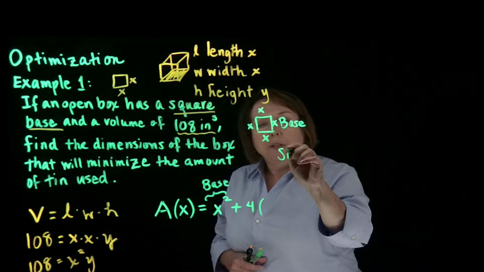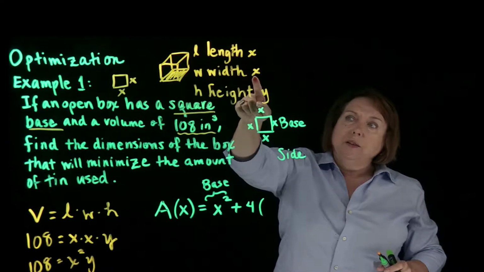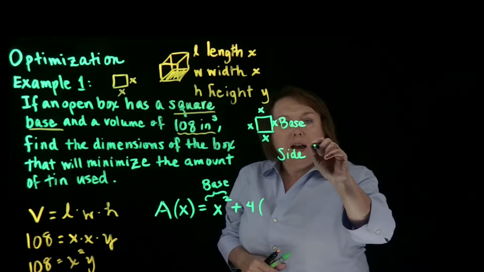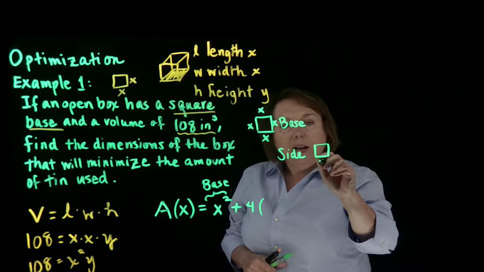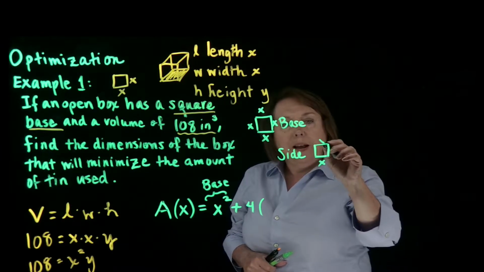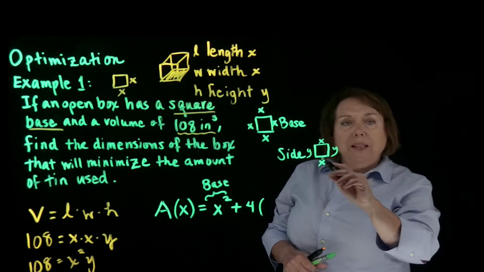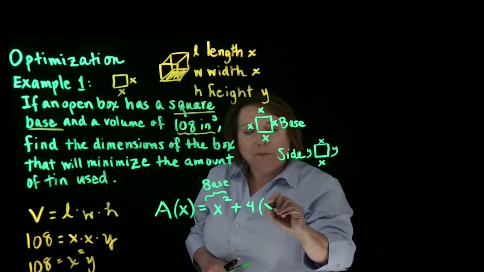So let's talk about the sides. We had said that our length is x, our width is x, but our height is y. So you can think of the side as like this. A side would look like that, would have x on the bottom and x at the top, and then y and y. So what would be the area of this? It would be just x times y.